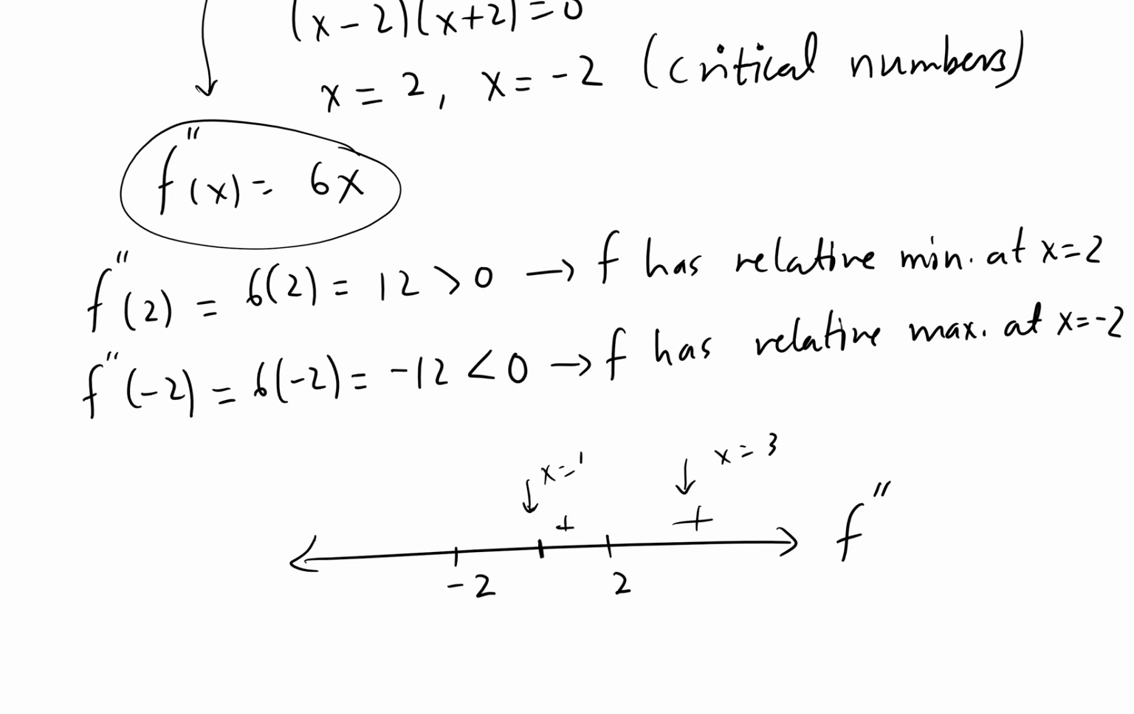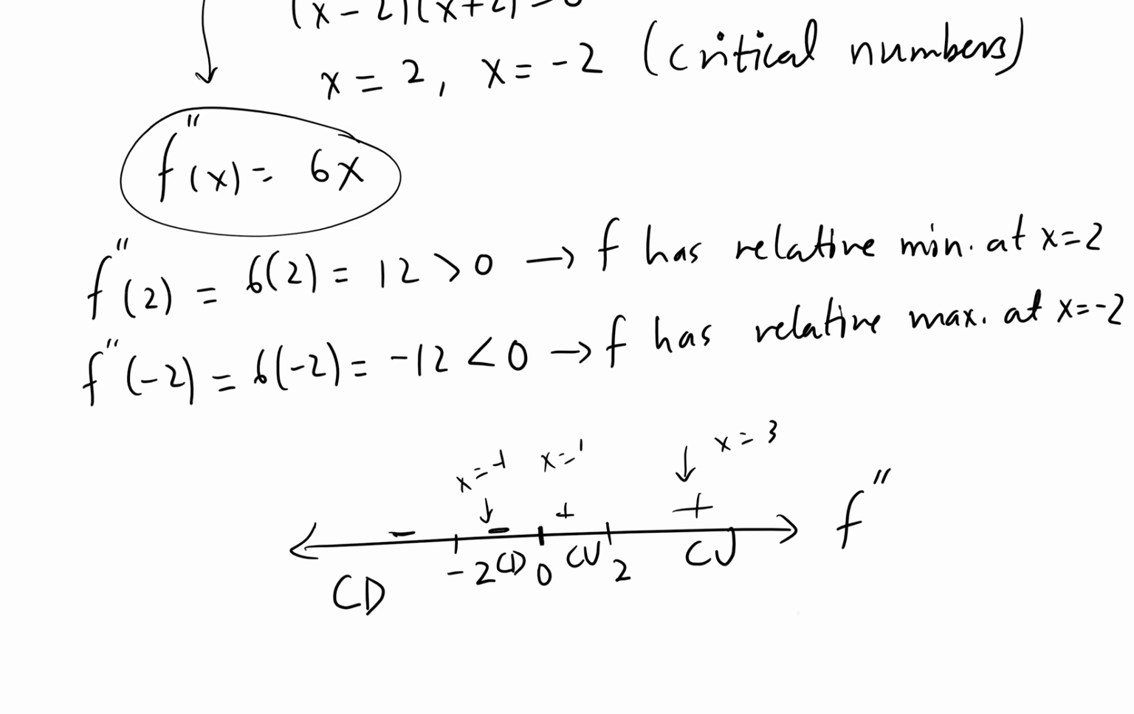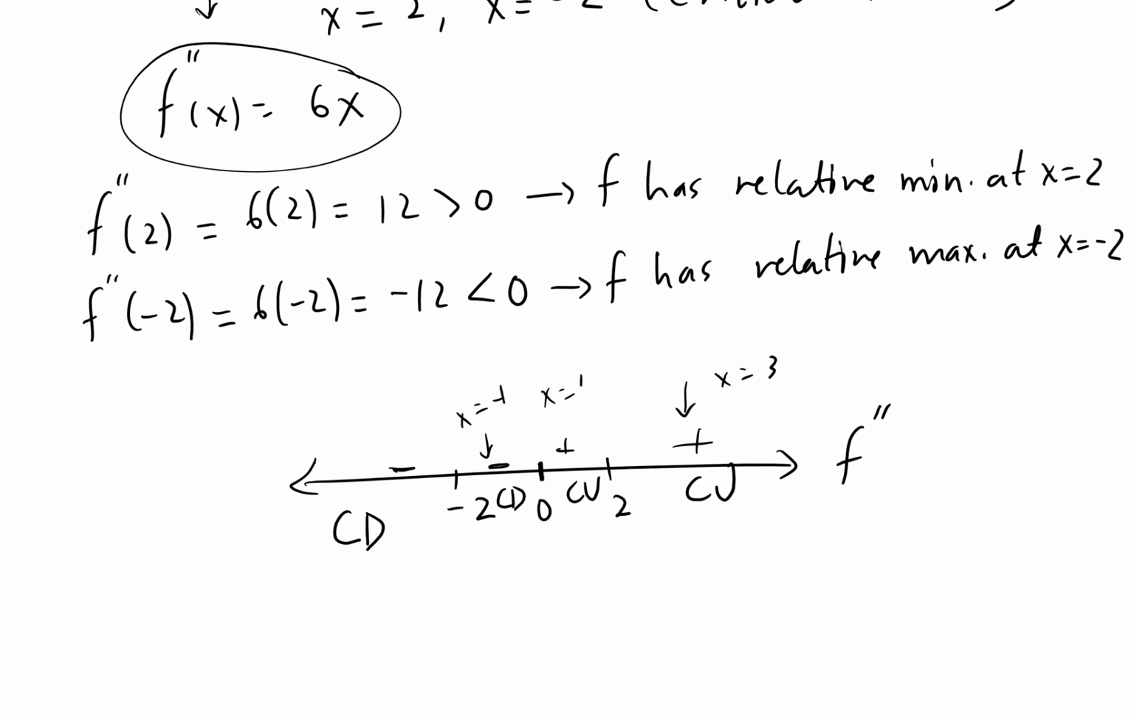At 0, in the middle of that, when you pick x equals -1, that's going to be negative, and that's going to be negative. So this concaves down, concaves down, concaves up, concaves up. So what happened here is it concaves down below 0, and above 0, it concaves up.